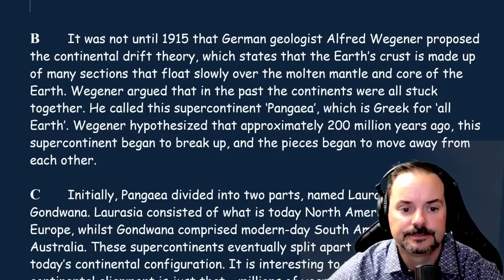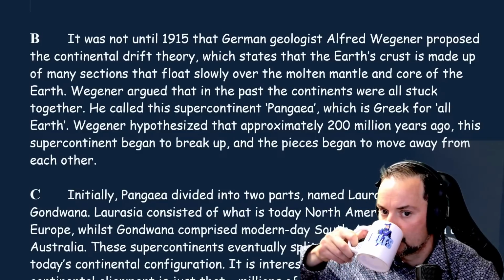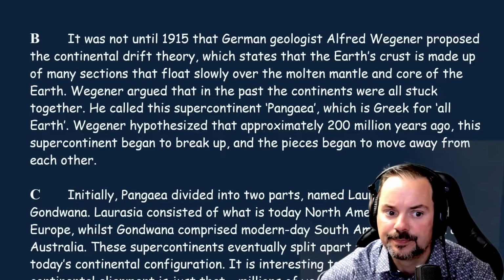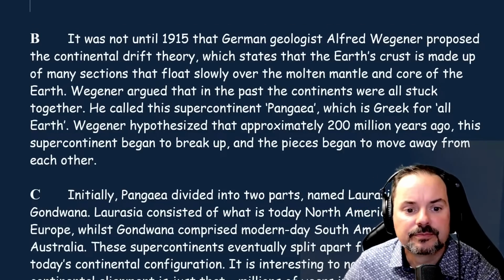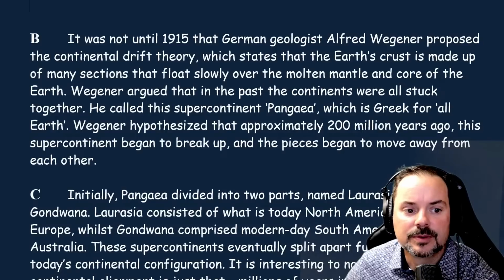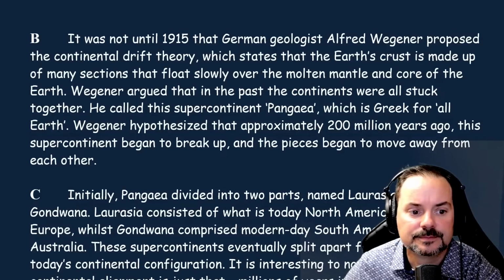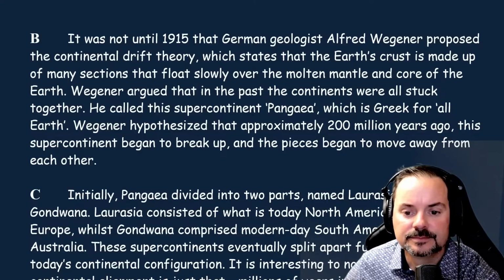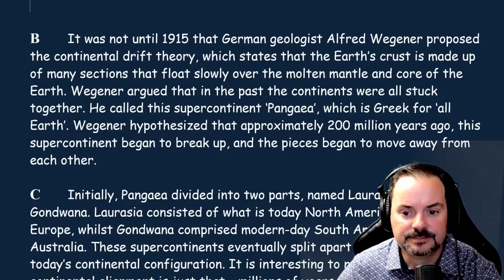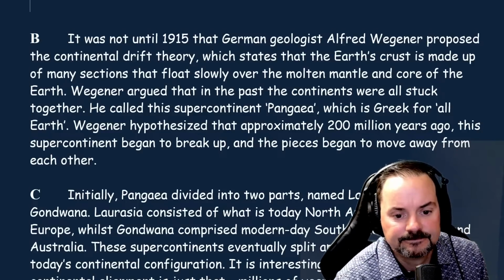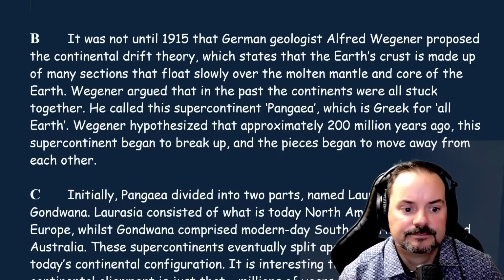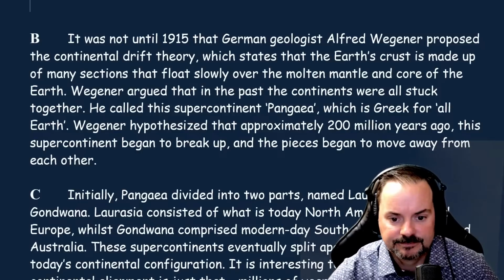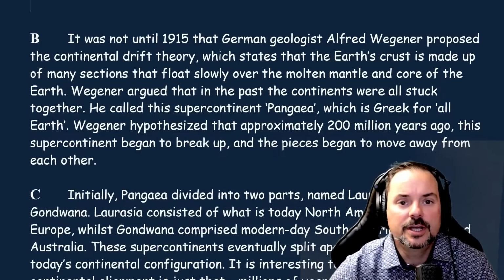It was not until 1915 that German geologist Alfred Wegener proposed the continental drift theory, which states that the Earth's crust is made up of many sections that float slowly over the molten mantle of the core of the Earth. Wegener argued that in the past the continents were all stuck together. He called the supercontinent Pangaea, which is Greek for all Earth. Wegener hypothesized that approximately 200 million years ago, this supercontinent began to break up and the pieces began to move away from each other.